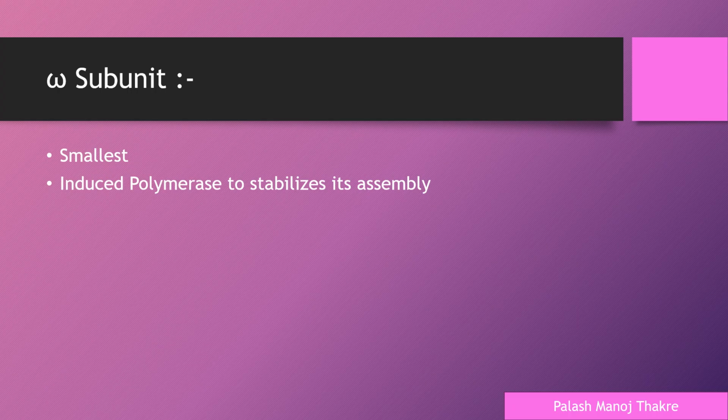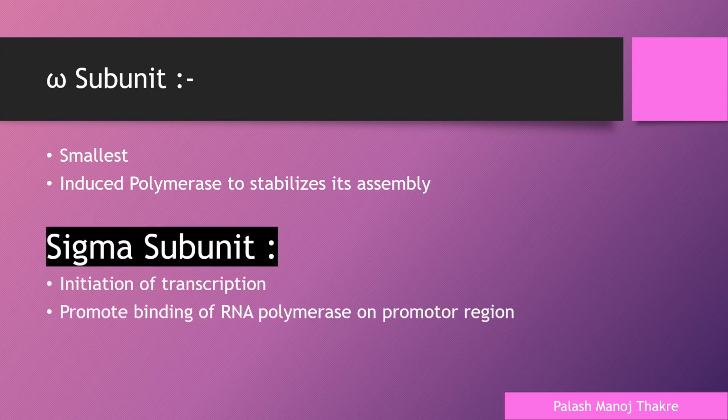The omega subunit is the smallest subunit of RNA polymerase. The main function of the omega subunit is that it helps the polymerase stabilize its structure. As we already discussed, the sigma subunit is called the initiation factor, which initiates the transcription process and helps RNA polymerase bind at the promoter region specifically. The sigma factor is released from the holoenzyme complex after the initiation of transcription.